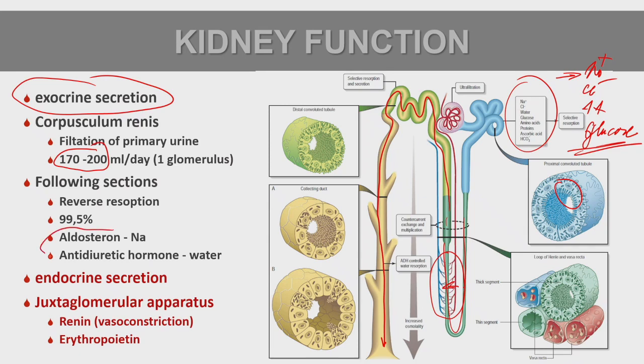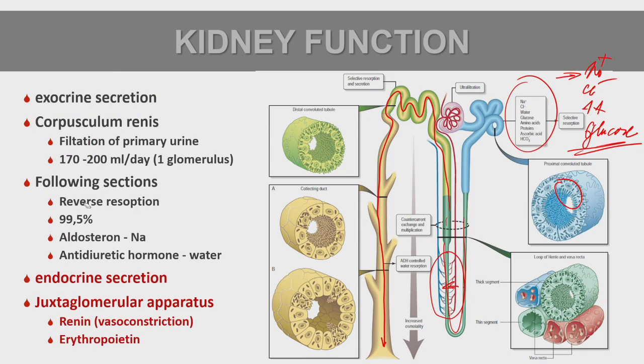And we have very important cooperation with two endocrine systems, aldosterone and antidiuretic hormone or vasopressin. Antidiuretic hormone is a hormone of the central nervous system, which is excreted to the blood by the neurohypophysis, and aldosterone is a hormone of the adrenal gland. We will talk about it in this lecture also.